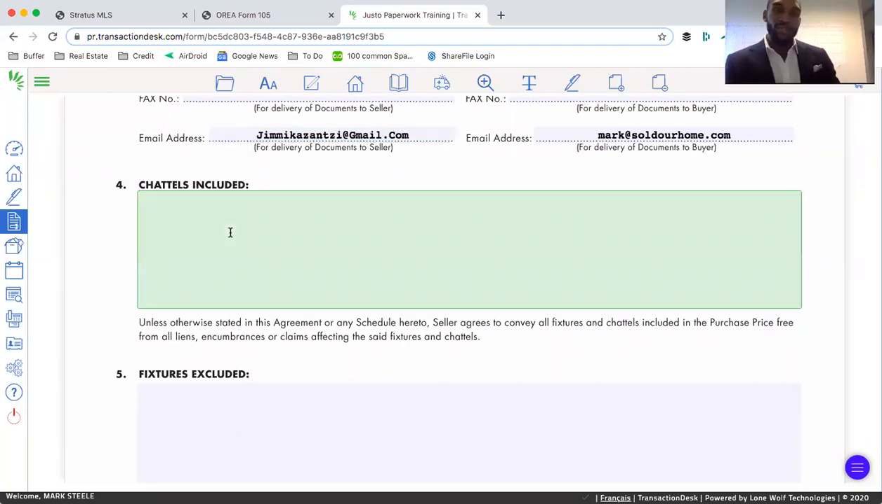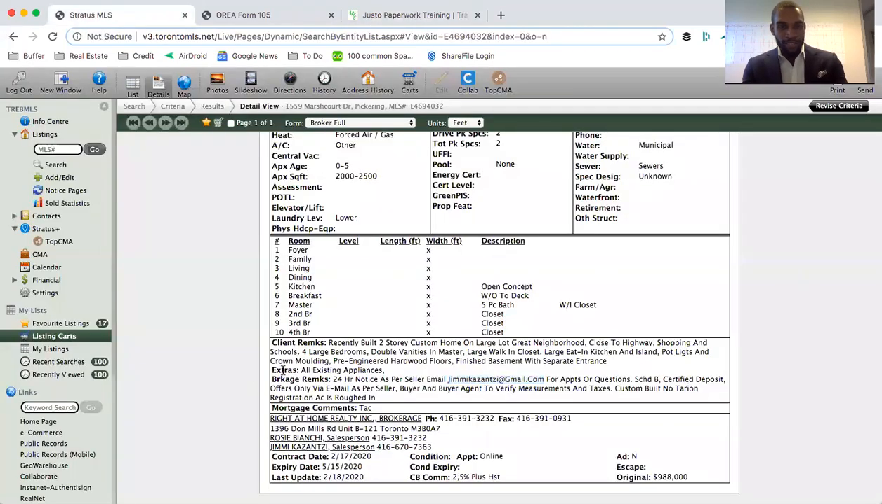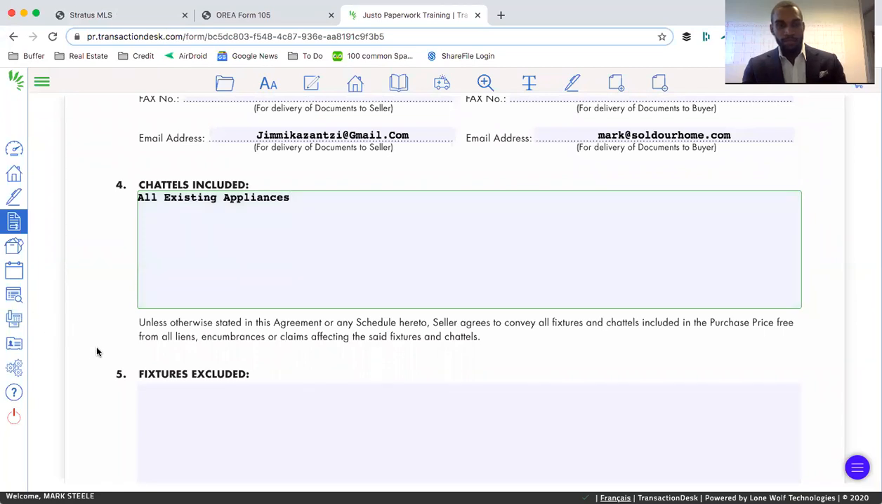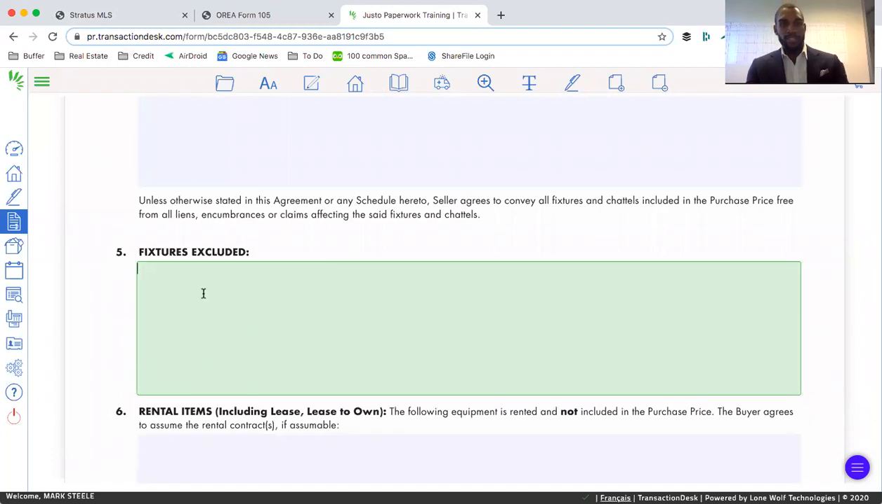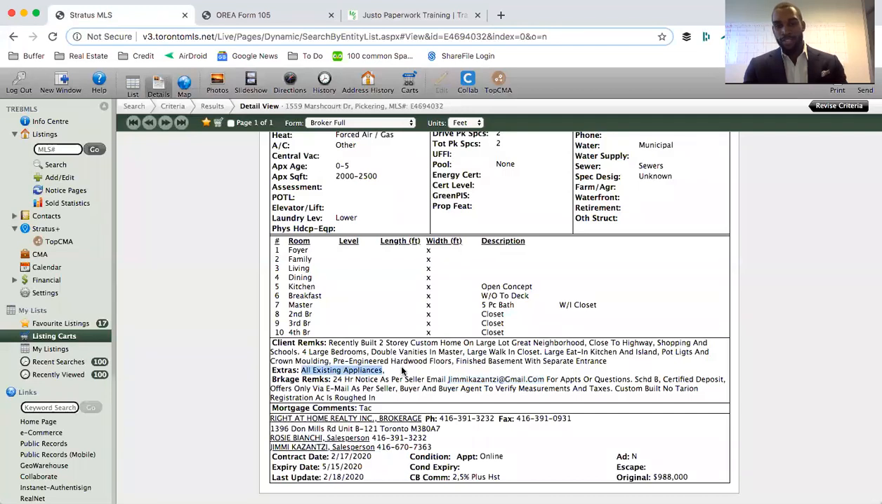Now for the chattels included, this is anything that is being included with the transaction of the property. Most times you're going to see things standard like the stainless steel appliances, the electrical light fixtures, maybe some of the blinds that are on the windows. So you can normally find those in extras. Here, all they have is all existing appliances. Perfect. So we're going to copy and paste that into the chattels included. Okay. For fixtures excluded, you might see certain things that they don't want to include with the transaction, and you'll see those often in the same extras section.